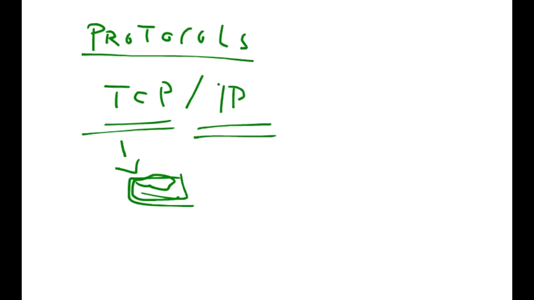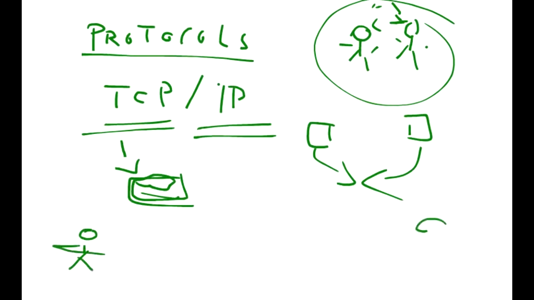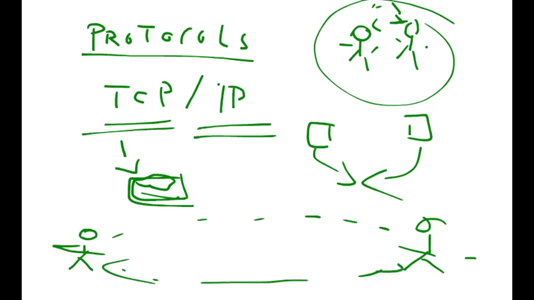And friends, let us suppose that if two persons are in the same room, then they can communicate with each other directly. So if two computers are in a local area network, then they can use different types of protocols. But if two people are in two cities, then they will need some other protocol to communicate with each other. And in the case of the internet, if the client and server are in different places, then they use different kinds of protocols.